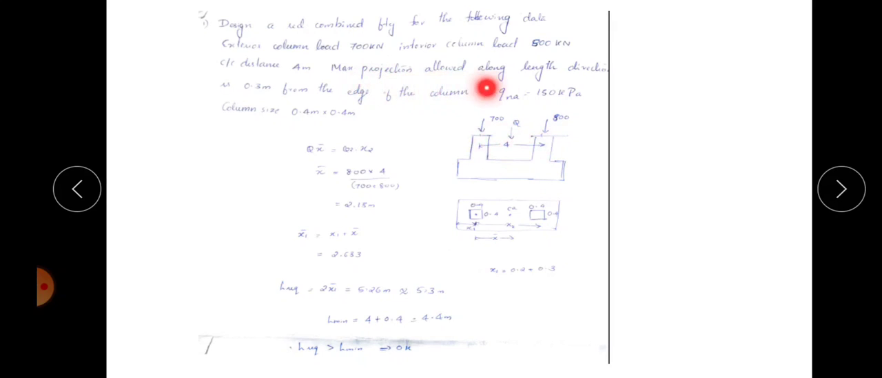Okay, and the maximum projection allowed along the length direction is 0.3 meter from the edge of the column. That is, here this distance is 0.3. Okay, that is x1, which will be equal to this projection and half of this length. Here the maximum projection allowed along the length direction is 0.3, that is this small projection is 0.3, that is given in the question. So you should mark all these dimensions here and also draw the plan.